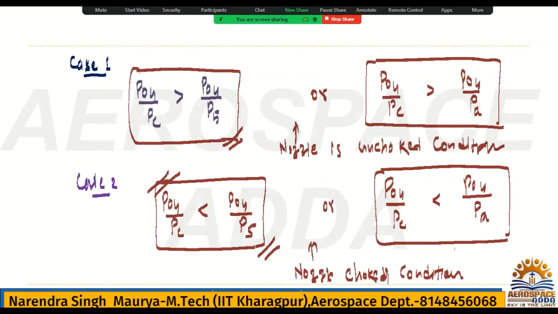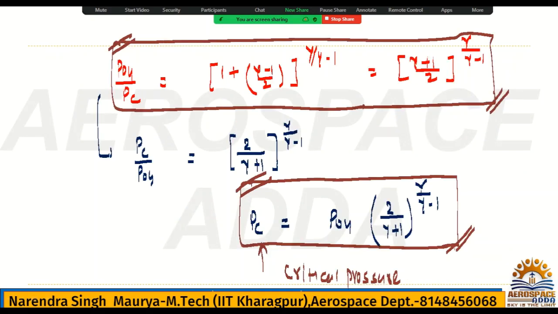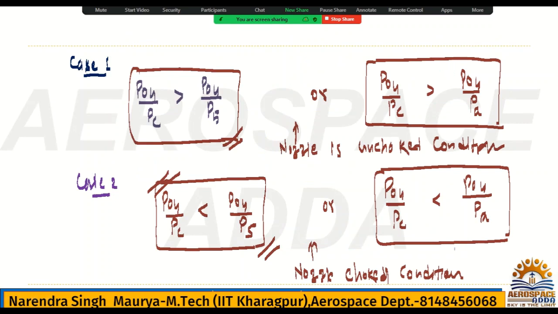For choking and unchoking, you need to compare P naught 4 by PC with P naught 4 by P5. So now we'll go for the P naught 4 by P5 value. So both values, P naught 4 by P5 and P naught 4 by PC. Okay. See, there should not be any kind of confusion. P naught 4 by PC you have calculated by this formula. To check whether the nozzle is choked or unchoked, you should have P naught 4 by PC, which you already derived, and P naught 4 by P5, which we need to find. How will we find? It is very simple only.